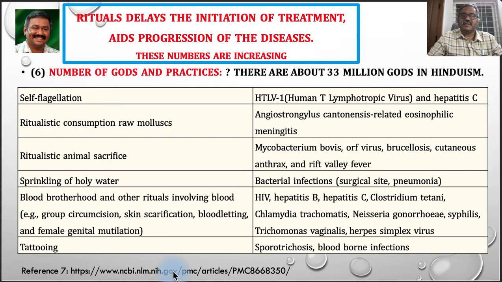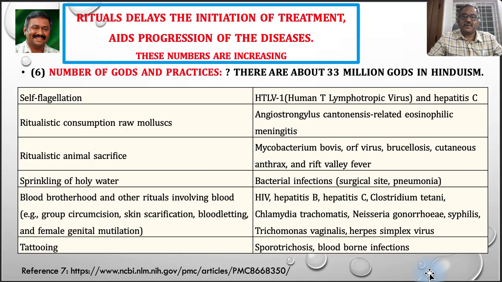Rituals delay the initiation of treatment and aid progression of the disease. These numbers are increasing. Number of gods and practices: there are about 33 million gods in Hinduism. So there are various rituals all along the world, like self-flagellation. It may be associated with human T-lymphotropic virus and hepatitis C.